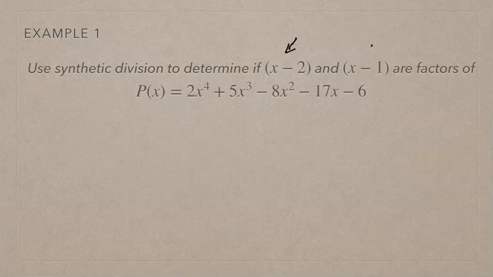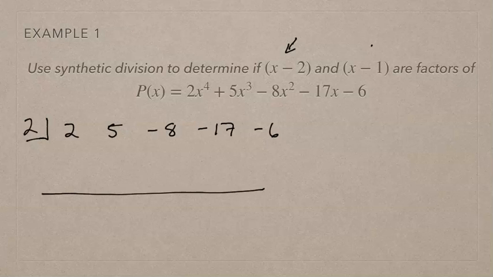So I'm going to set up my synthetic division. I have coefficients 2, 5, negative 8, negative 17, negative 6. All right, the value of x that makes this 0, or the 0 of this binomial, is 2. So I'm putting positive 2 into that box, and I am going to do this division out. So I'm going to bring down my 2.